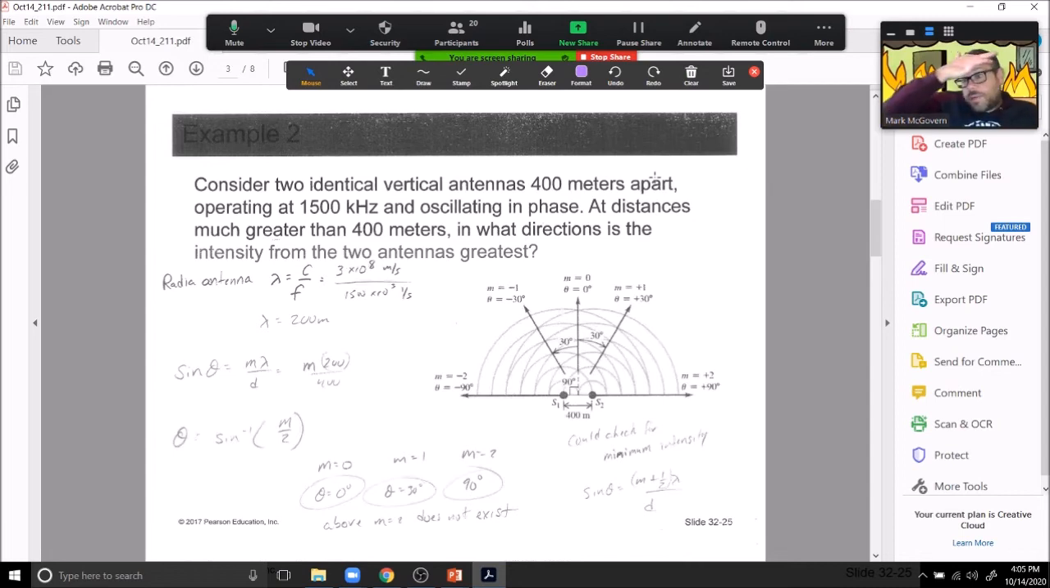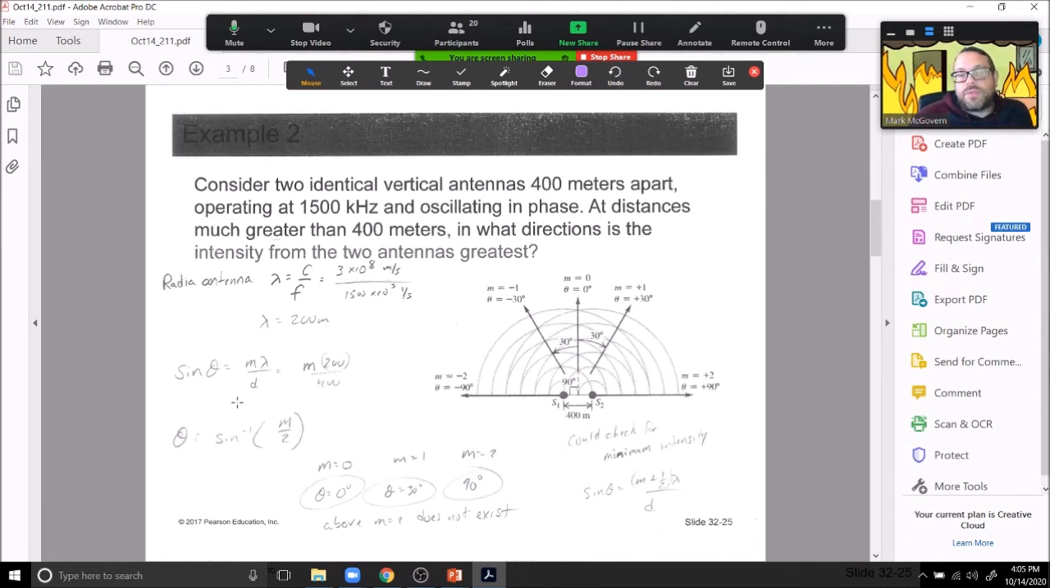Now the same principle applies if it's light of any kind here. So we still have the same condition of constructive interference: d sine theta equals m lambda. What's d in this context? It's the distance between the sources, 400 meters. We have our lambda, and we want to find the different angles involved. Lambda was 200, the distance is 400.